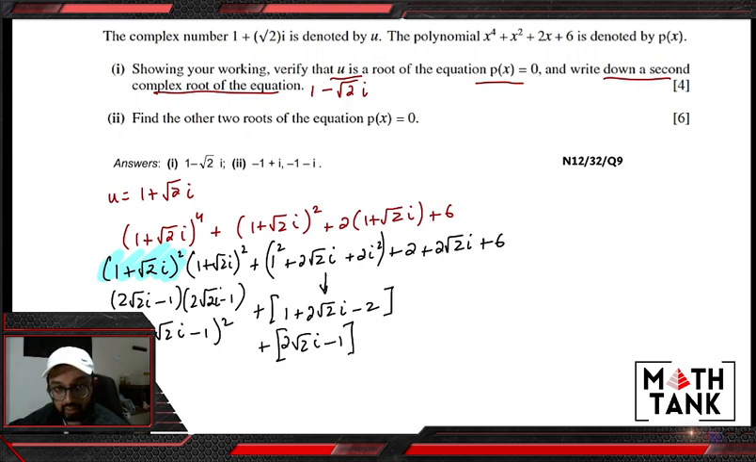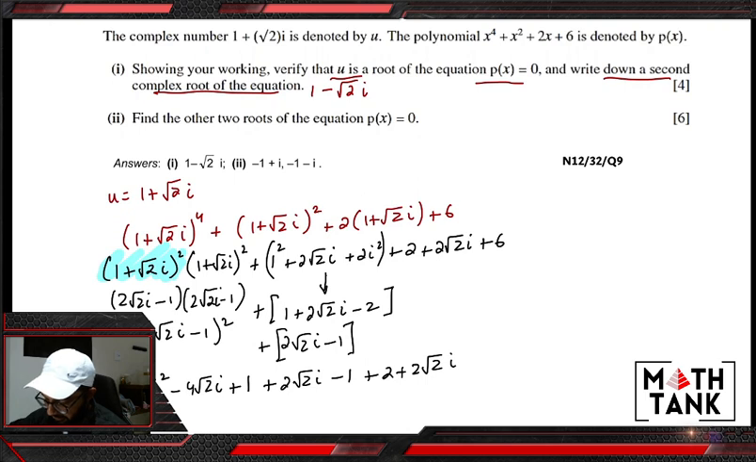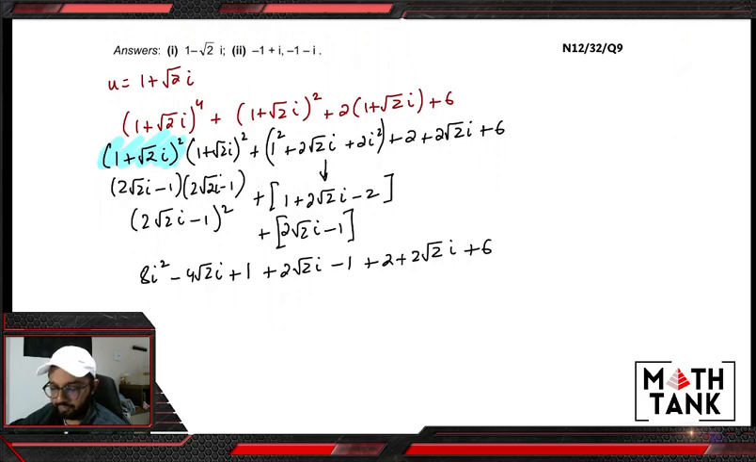So that's easy to do again. So this becomes 8i squared. I'm going to enter the next line now: 8i squared minus 4 root 2i plus 1, plus 2 root 2i minus 1, plus 2 plus 2 root 2i plus 6. If I scroll it up a little so that you can see. So what do I get? I get minus 8 minus 4 root 2i plus 1, and the plus 1 and minus 1 seem to be cancelling out. Let's just get rid of that.